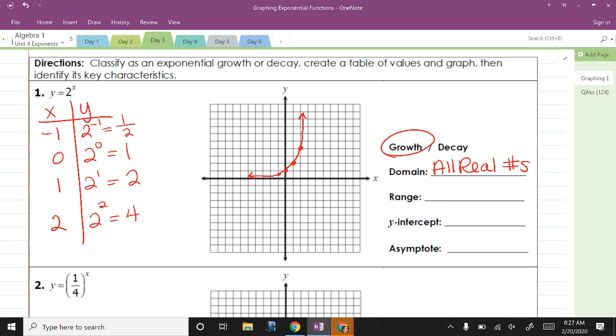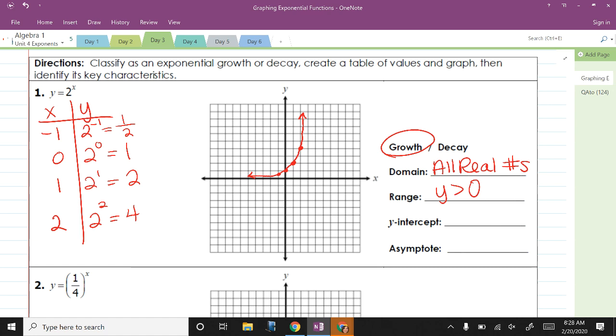Range. Range is talking about what values? Are the y values all real numbers? No, because we already said we're not crossing that x-axis, are we? So what do you think the y values are going to be doing? Greater than what? No, it's actually going to be greater than 0. It goes below 1, but they're going to keep going smaller and smaller that way. But it's never going to hit below it.